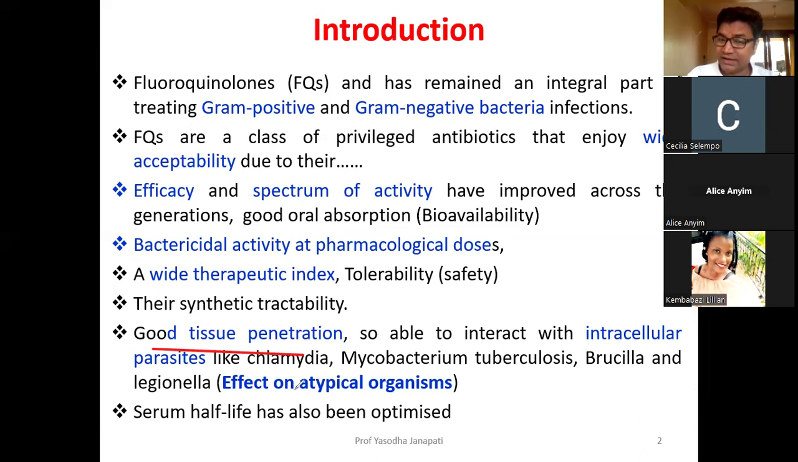Now all these are atypical organisms. What are atypical organisms? The ones which do not take color in staining techniques. You can't differentiate between gram-positive and gram-negative bacteria because these do not have any cell wall. They have very good penetration, and the drugs can interact with intracellular parasites and kill them because these are bactericidal drugs.